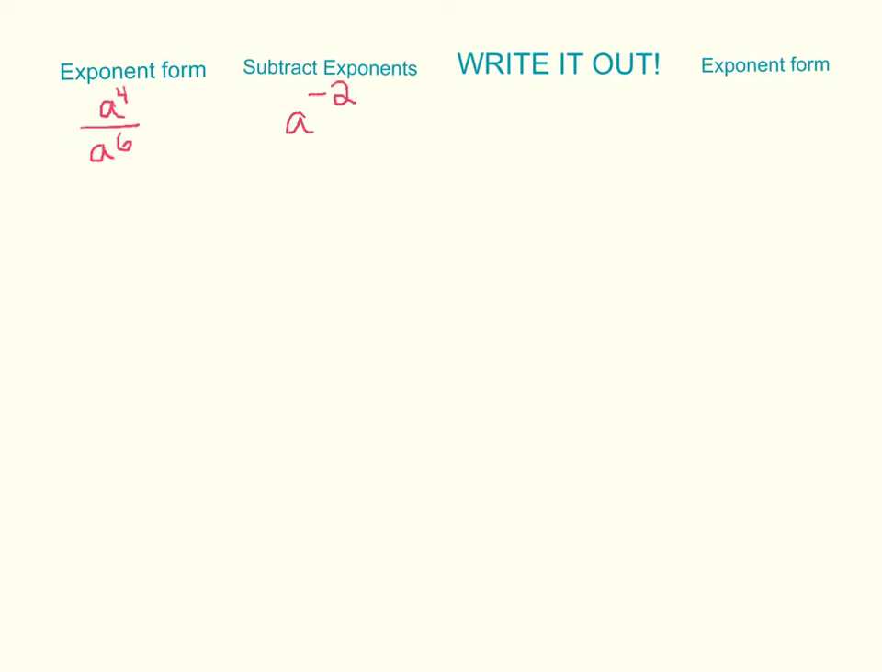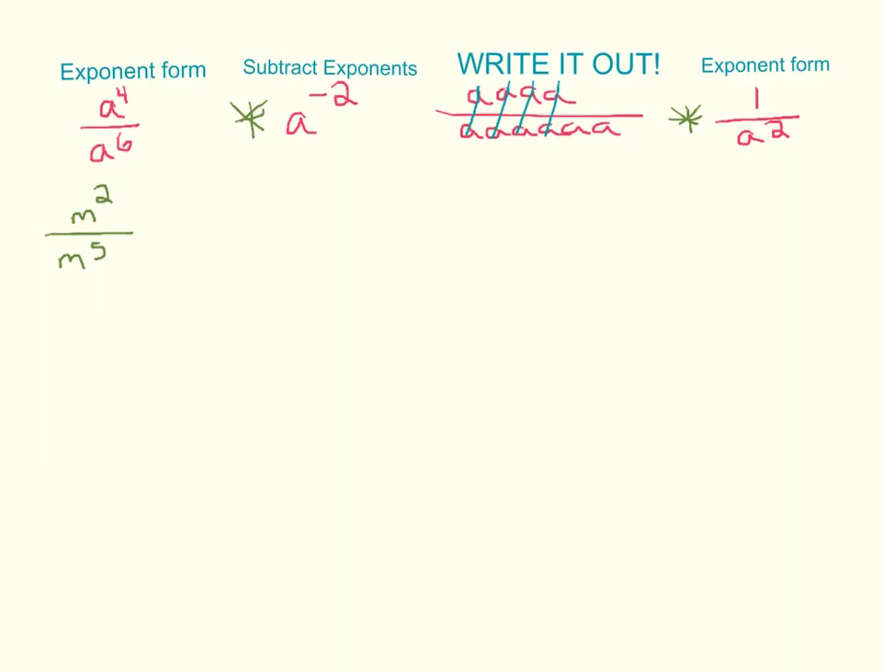Let's see what happens if we were to write this out. So we have 4 a's in the numerator and 6 a's in the denominator. If you match up and cross off, you are left with nothing in the numerator, which really means you're left over with 1, and you have 2 a's in the denominator, which would be a squared. So look at how this and this relate.